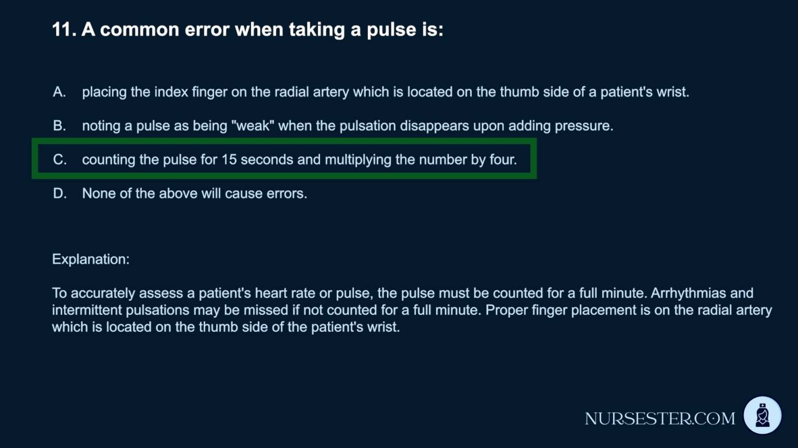To accurately assess a patient's heart rate or pulse, the pulse must be counted for a full minute. Arrhythmias and intermittent pulsations may be missed if not counted for a full minute. Proper finger placement is on the radial artery which is located on the thumb side of the patient's wrist.